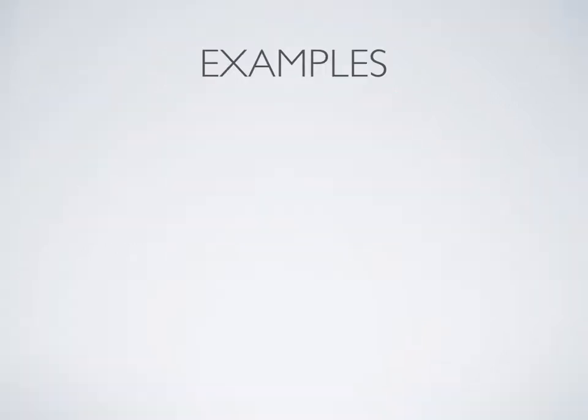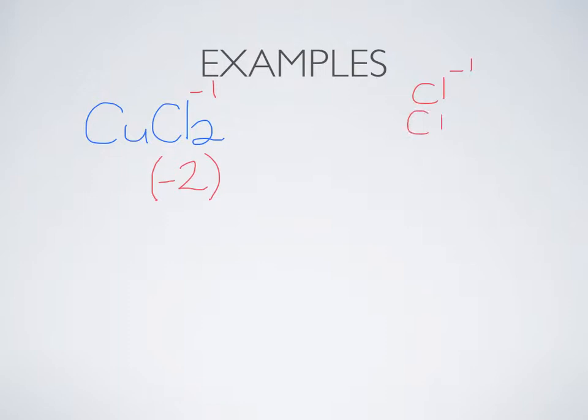So let's do another example. Say we have CuCl2. How will this change? Well, we know Cl has a charge of -1. So that means this side's overall charge has to be -2, because I have two chlorides, and since I have two of them, I add those up, and that equals -2. So that's how I got my 2, because I have two of those. That's what that 2 means.